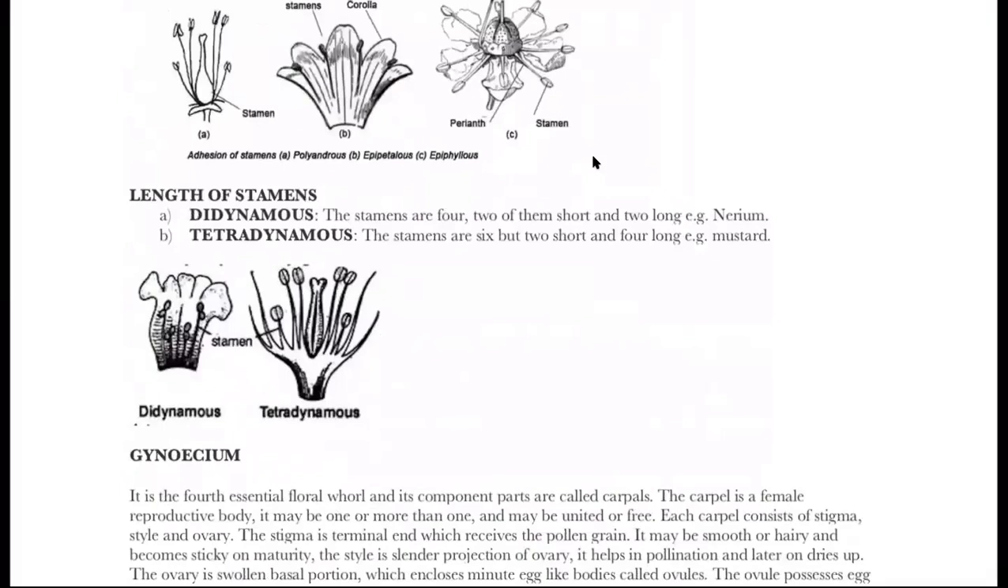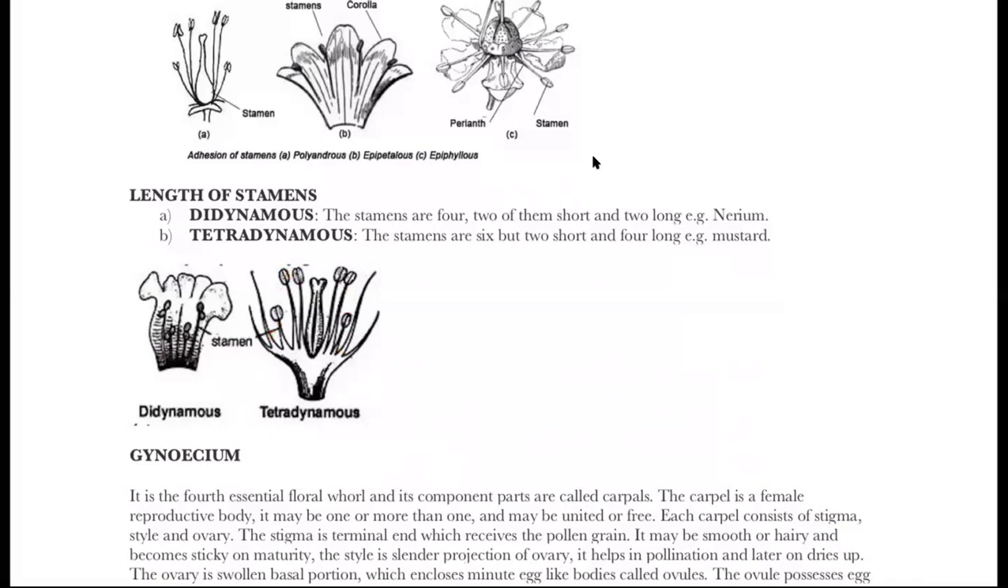देन आता है लेंथ ऑफ स्टेमेंस. एक होती है डायडायनमस when which stamens are four, two of them are short and two are long. जो ये है. As I repeat again, this is too much detail. इतने याद करने की आपको ज़रूरत नहीं है. मैं सिर्फ आपको थोड़ी बहुत ओरिएंटेशन दे रहा हूँ ताकि आगे जब हम पढ़ें it will be easier for you guys. ठीक है? And the next one is Tetradynamous, in which the stamens are 6, 2 short, 4 long. So these are 2 short and 4 long.